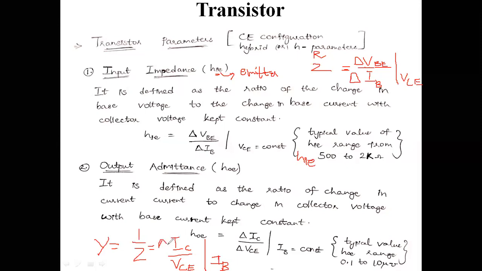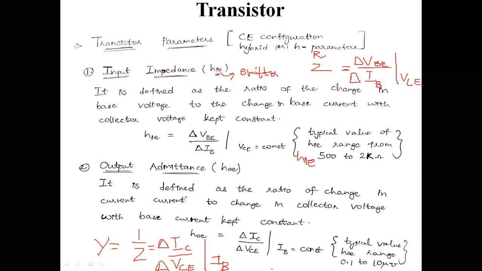Therefore, output admittance is given by the change in collector current to the change in collector voltage. In this way, it is defined as the ratio of change in collector current to the change in collector voltage with base current kept constant. Keeping base current constant, we can obtain this output admittance. The typical value of output admittance HOE is 0.1 to 100 micro mho.